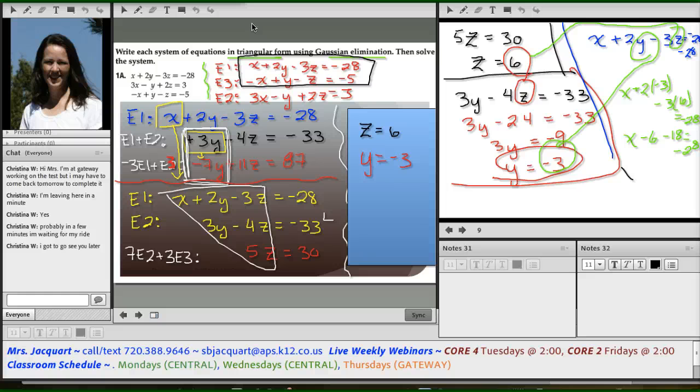Simplify: x minus 24. X equals negative 4. So my answer is negative 4, comma negative 3, comma 6. Super cool, guys. And yes, it does take that long to work a problem.